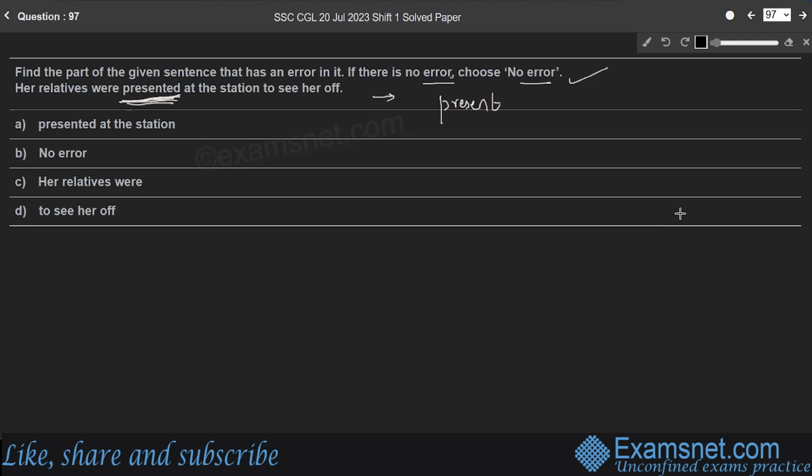That means her relatives were available at the station, right? So here, present means to be available in a particular place. Therefore, the segment "presented at the station" has an error. Option A is the right answer. Whereas presented means to give an award, to give or award formally or ceremonially. The given sentence indicates that the relatives had come to see her off. Therefore, "were present at the station to see her off" would be right. Therefore, option A has an error in it.